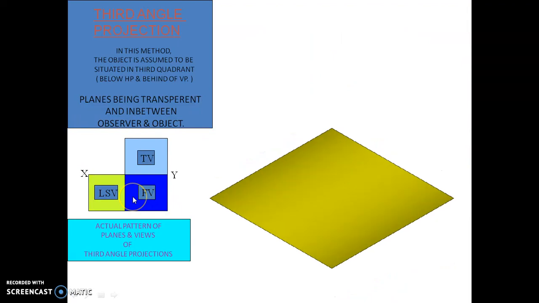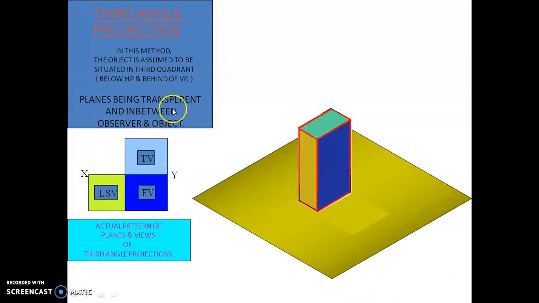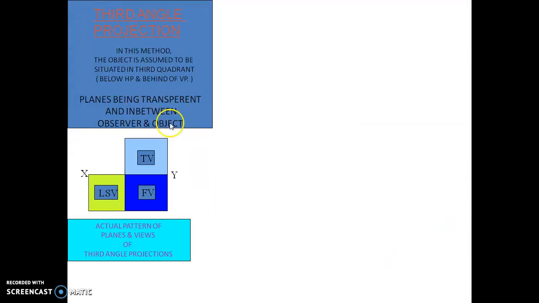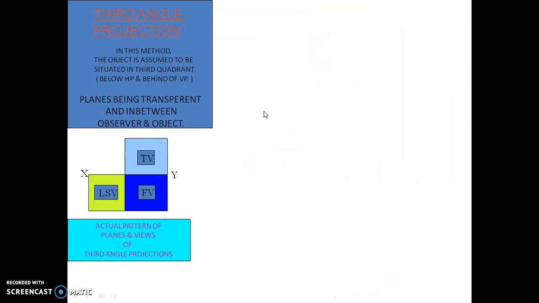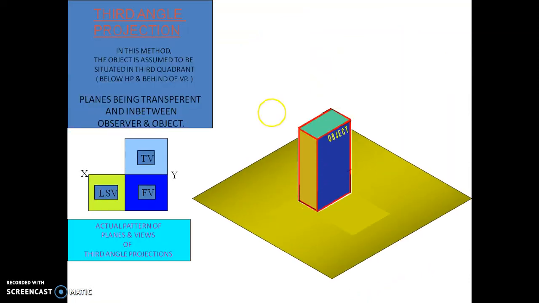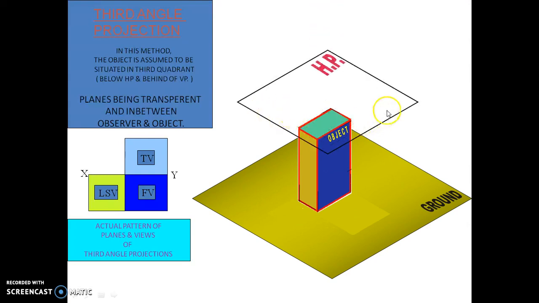But in third angle projection, the planes are transparent and the planes are placed in between the observer and object. Here in first angle projection method, we have placed the object in between the observer and the plane. But in third angle projection, we are fixing the plane in between the observer and the object, and considering this plane is transparent.